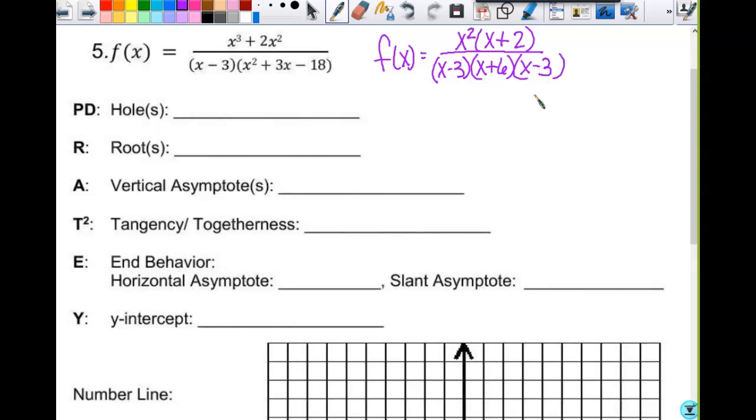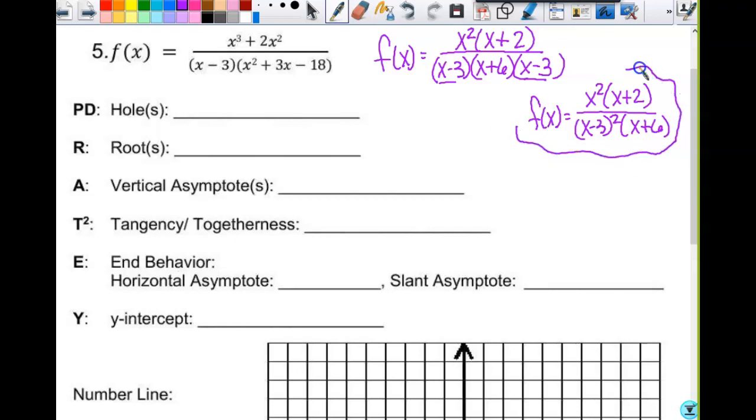All right, so do I have any holes in this function? No. But am I finished rewriting this? No, because look, I got an x minus 3 and an x minus 3. So I need to make this f of x equals x squared times x plus 2 all over x minus 3 squared times x plus 6. Okay. All right, so this is the version of it that I'm focusing on. I do not have any holes.